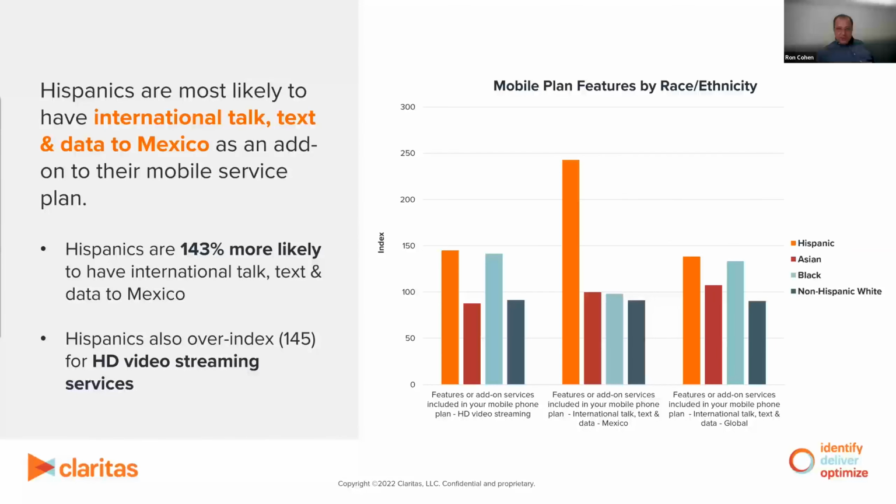This is the index for Hispanic. This is 50% above average. In other words, Hispanics are 50% more likely to have a mobile plan that includes HD video streaming. They're 150% more likely to have a package that includes calling to Mexico or even internationally, well above average.